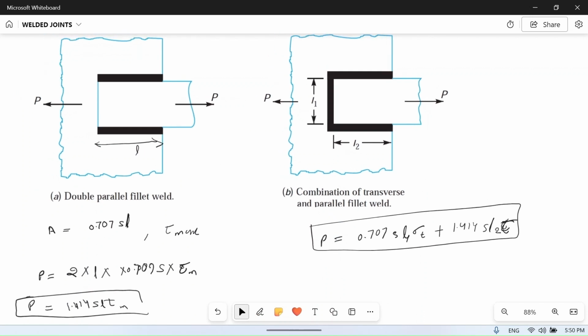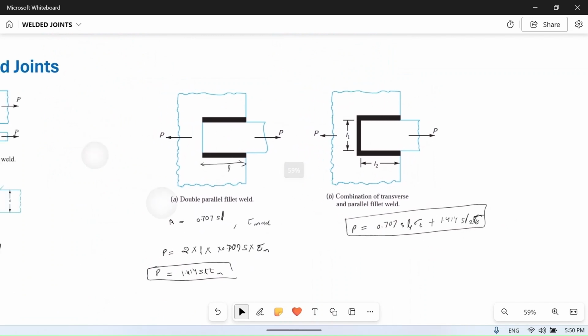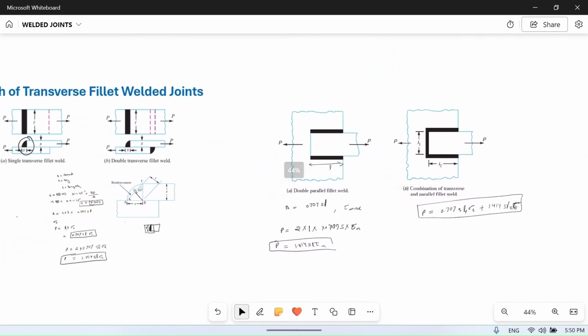I hope you understood how to find these formulas. Based on these formulas, we will try to solve some numerical problems in our upcoming videos. I hope you remember these formulas so that we can directly apply them in the questions.